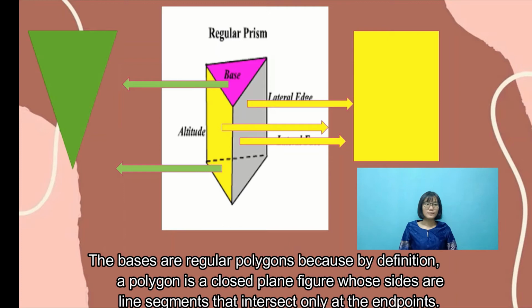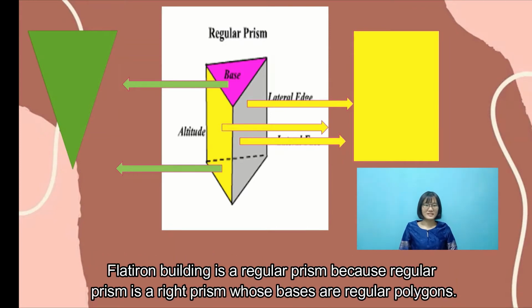The bases are regular polygons because, by definition, a polygon is a closed plane figure whose sides are line segments that intersect only at the endpoints. The Flatiron building is a regular prism because a regular prism is a right prism whose bases are regular polygons.